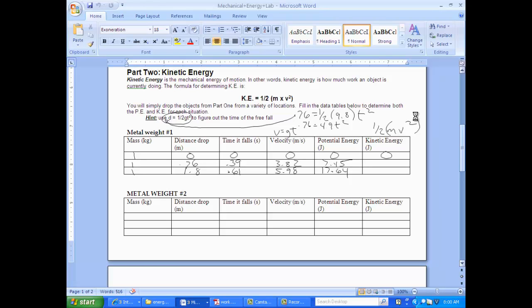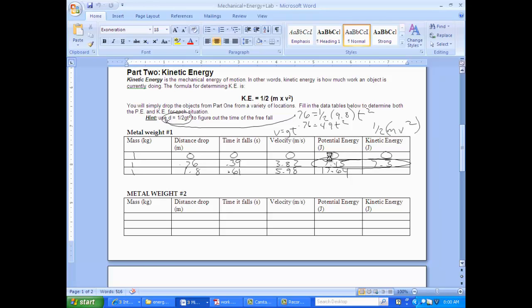Now we must times it by the mass, which was 1. I'm not even going to bother doing that. And then we have to multiply it by 1/2. You can multiply it by 0.5 or divide by 2. And it comes out to be about 7.3. It's a bit off due to rounding, but you notice how very close these are.